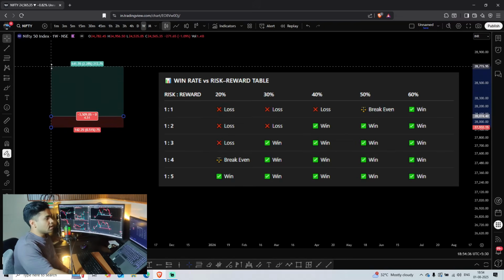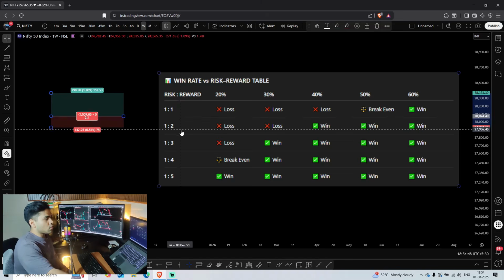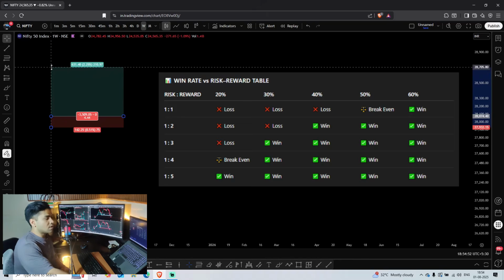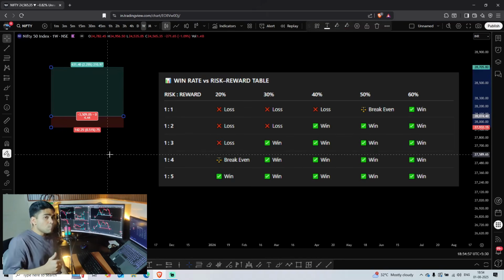Now let's say that I am planning for a 1:1 risk reward ratio. You guys know that when I keep this at 1, that means 1:1. When I keep this at 2, that means a 2:1 risk reward ratio. And when I keep this at 3, 4, 5, subsequent numbers, that means 3:1, 4:1, 5:1. That means I'm getting more and I'm risking less. I'm risking 10 rupees and getting 10 rupees, that is 1:1. Risking 10 rupees, getting 20, 30, 40, 50 rupees in a trade, that means 2:1, 3:1, 4:1.